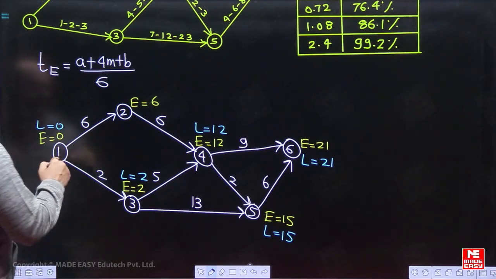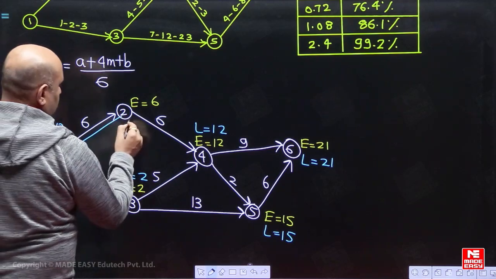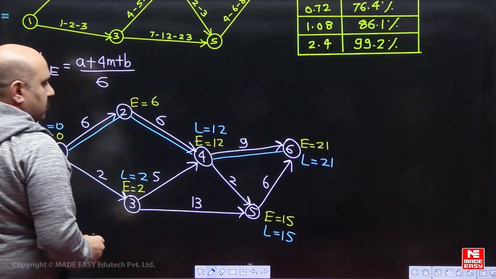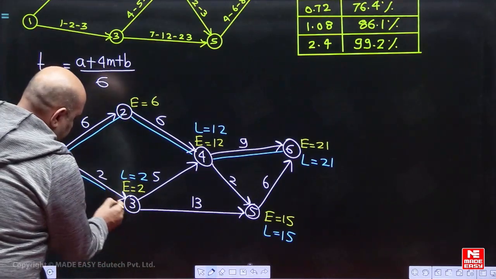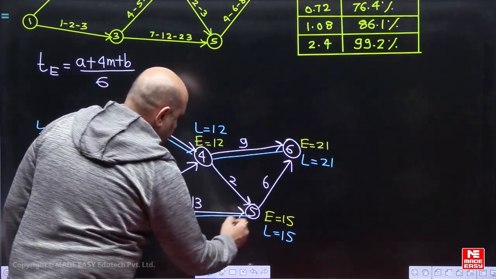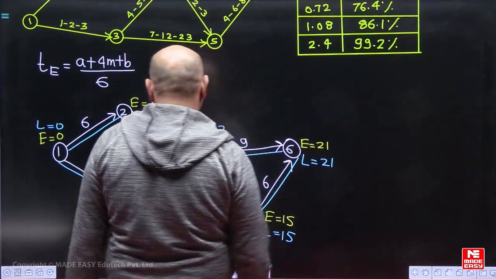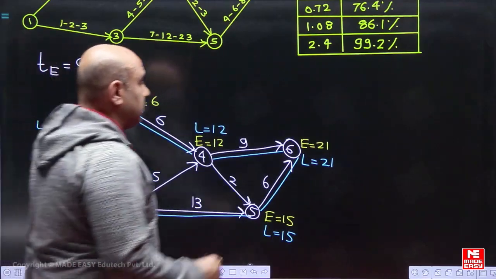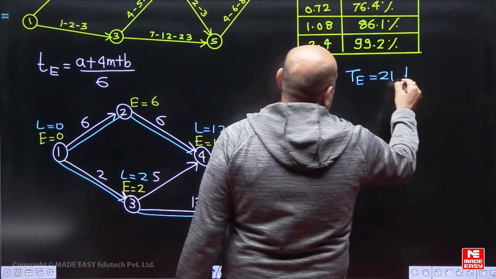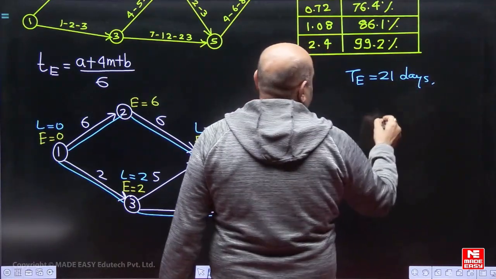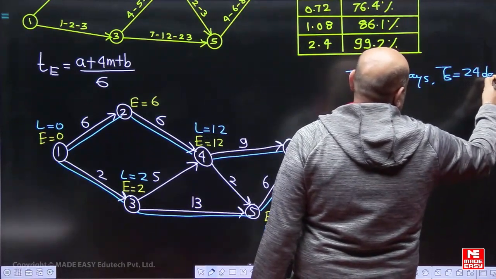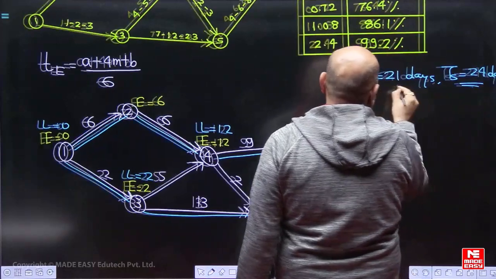So see, the network diagram has exactly two critical paths here. One is this one and the other one. Now the network has two critical paths. The expected project completion time is 21 days. Schedule time they have given, for which we need to find out the probability, is 24 days. Now we have to find out the probability.